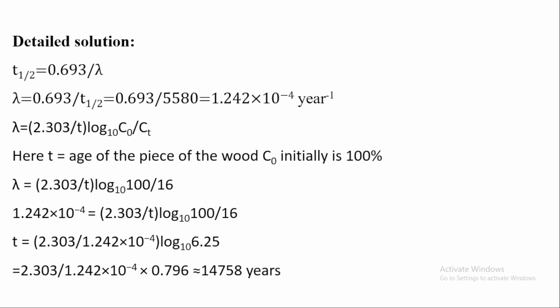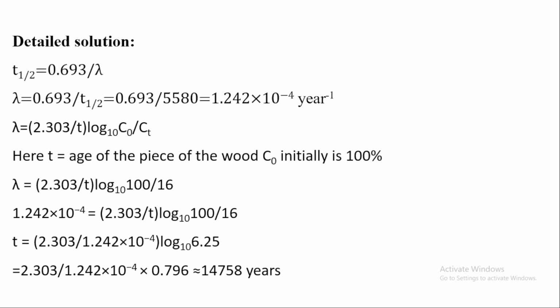C0 is the initial. Let's assume the initial amount was 100%. They have said it is 16% of the initial. So 16% means if it was 100, the final will be 16. And t is the age of the wood. Now the value of lambda is calculated as 1.242 into 10 raised to the power of minus 4, which is equal to 2.303 divided by t multiplied by log base 10 of 100 upon 16.